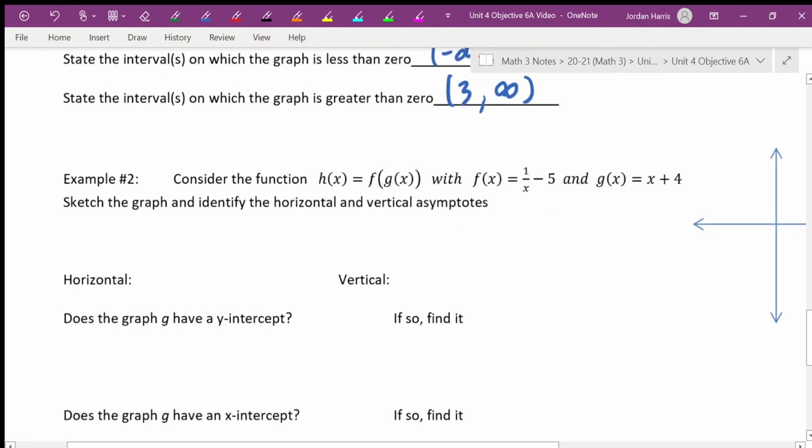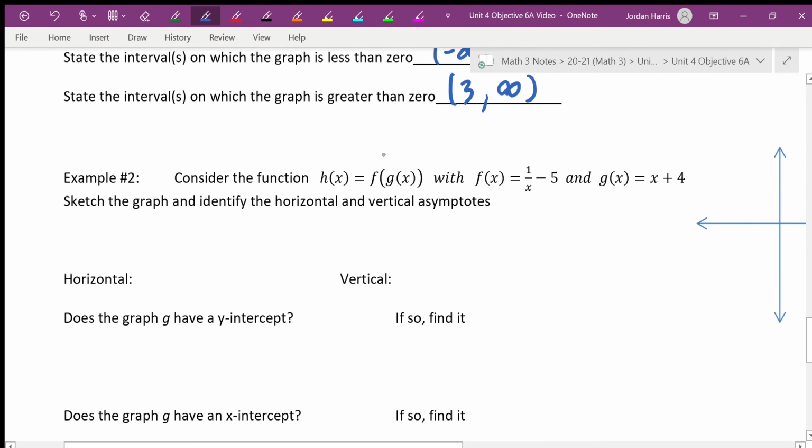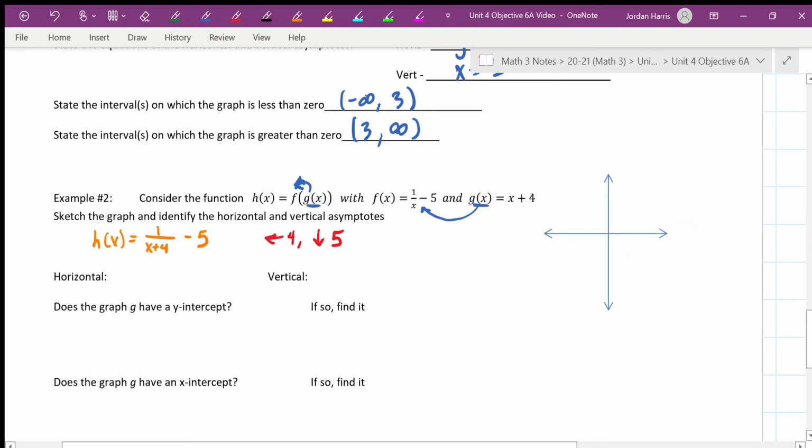Consider h of x equals f of g of x is plugging g into f. So we're going to plug g into f. So h of x equals 1 over, where there's an x, now there's an x plus 4, minus 5, that's the end of that. So we have a left 4, down 5 shift. Okay, so let's put that down there. Left 4, 1, 2, 3, 4, down 5, 1, 2, 3, 4, 5. And we're going to put a plus sign there, and we'll make our asymptotes.